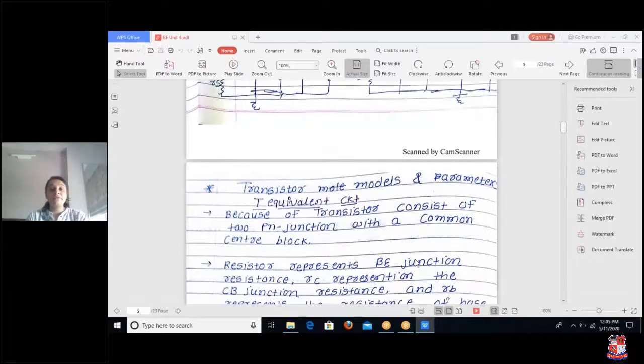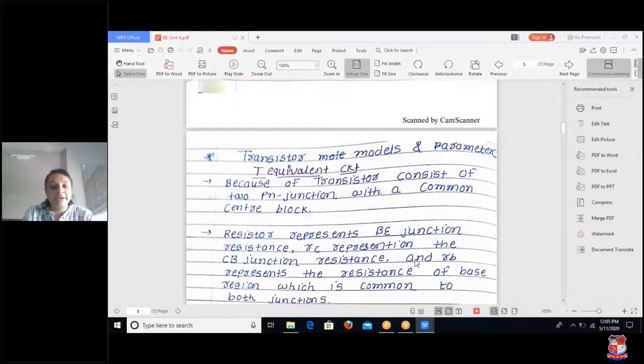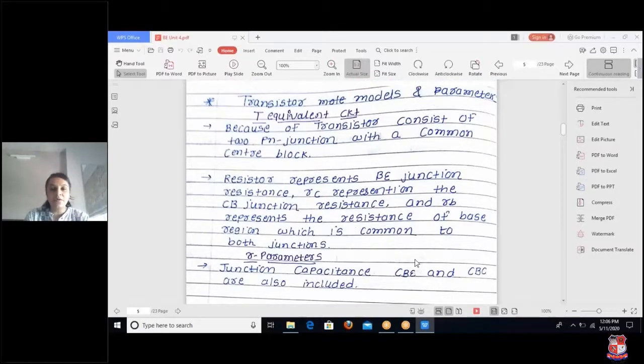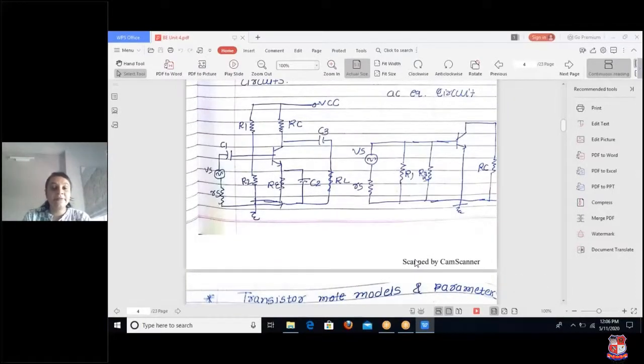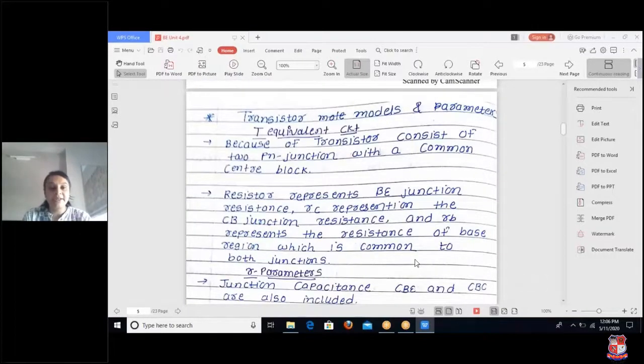Now we show the transistor model and the parameters, because the parameters are very useful to analyze the AC equivalent circuit, and from the H parameter we find the input impedance and output impedance. So our first model is the T equivalent circuit. Now we are already aware of all the configurations, like the CE and the CB configuration, right? Because a transistor consists of two PN junctions with a common center block, right?